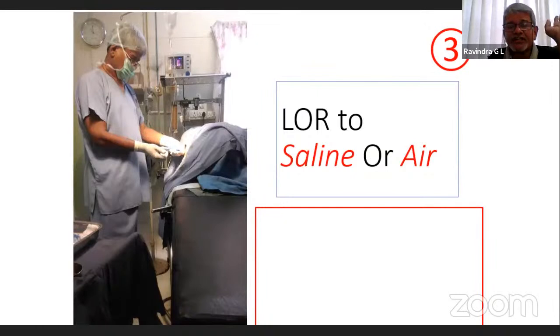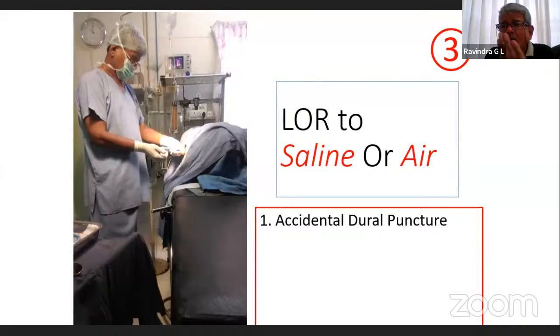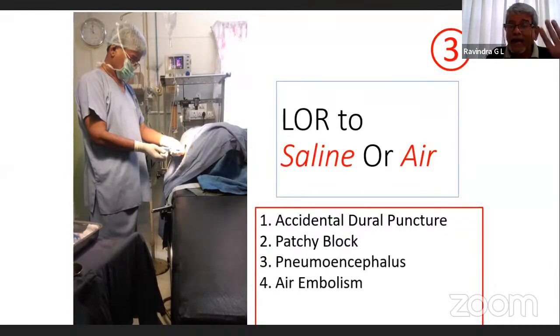Now, the third question is, when you have decided on loss of resistance, whether to use saline or air. There are a few advantages and disadvantages of either technique. Number one is accidental dural puncture. Incidence is extremely low with saline compared to air. Air has a slightly higher incidence of accidental dural puncture compared to saline. Patchy block, pneumocephalus, air embolism, all of them are a possibility with air.